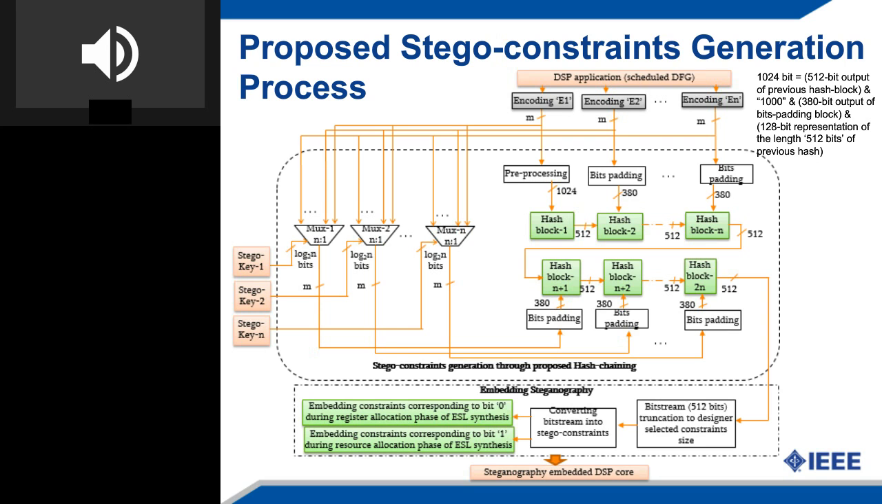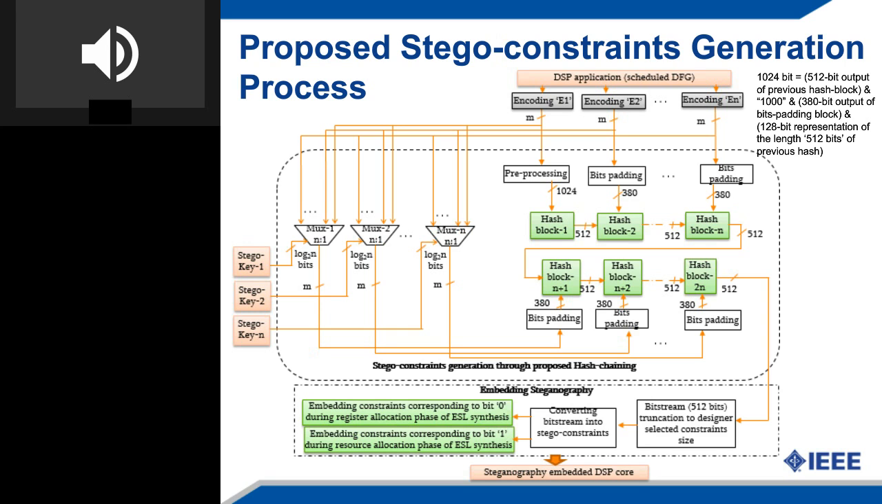In the first step, in the first hash block, there is pre-processing, which is done in order to produce a 1024-bit information as an input, and the hash block produces a 512-bit output. Along with the 380-bit information which comes from the bit padding block, and this 512-bit, plus we have something like 1000-bit which is added before the 380-bit output, followed by appending a 128-bit representation of the length 512 from the previous block. We will again produce an input to the hash block 2, which is 1024-bit, which again produces the respective 512-bit block output. And the same process gets repeated till you come to hash block number twice n.